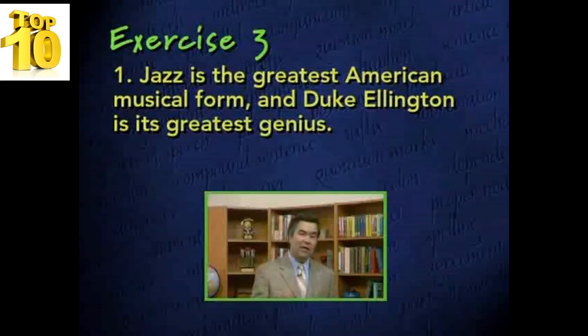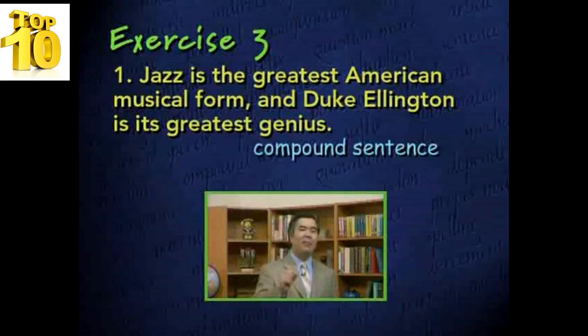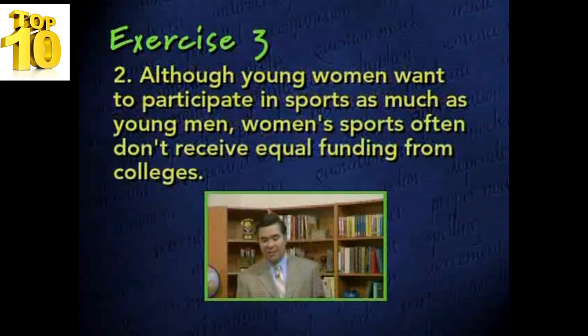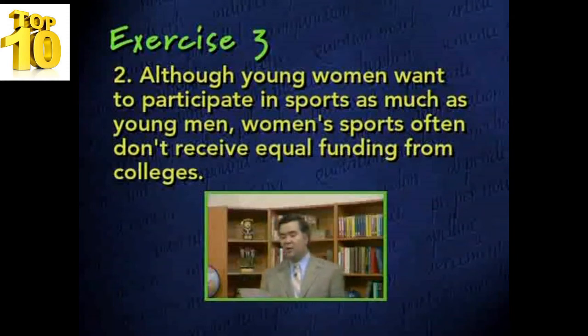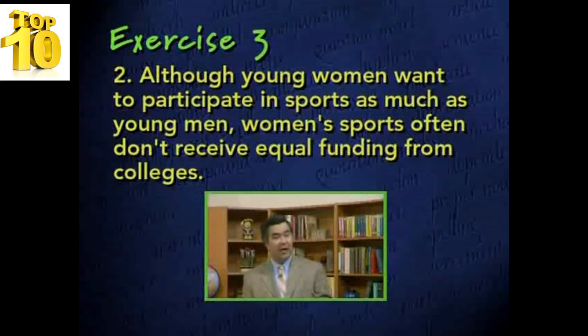Therefore, we have two independent clauses which have been properly and correctly combined by using a comma and the word and. Therefore, we have a compound sentence in this case. Let's look at our second example. Although young women want to participate in sports as much as young men, women's sports often don't receive equal funding from colleges. Here we have a slightly longer sentence, but it's still fundamentally not too complicated.